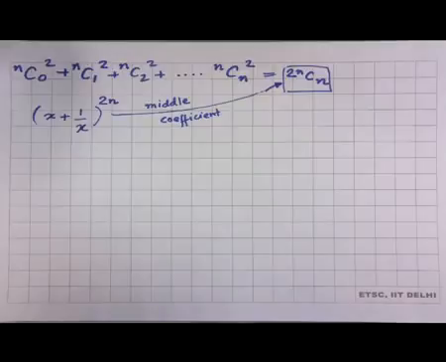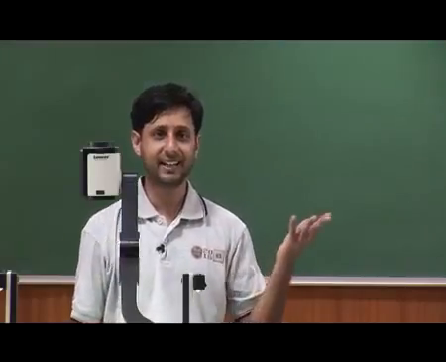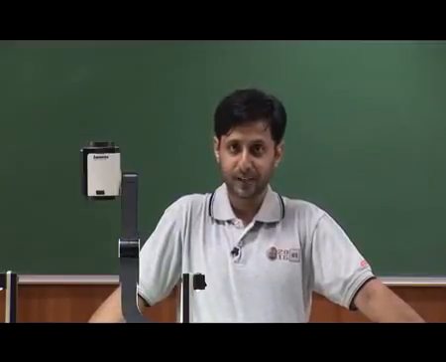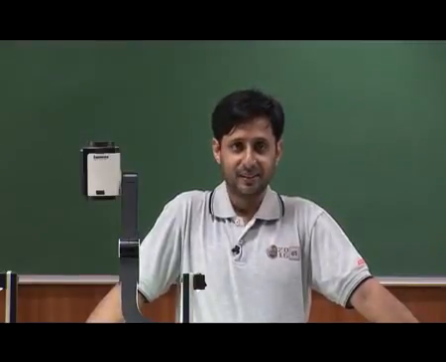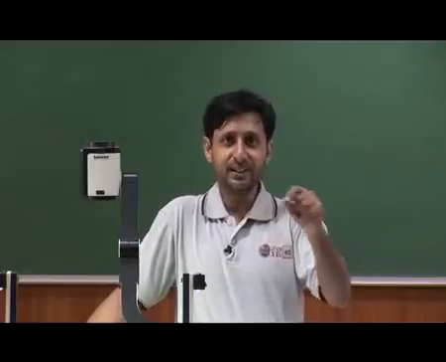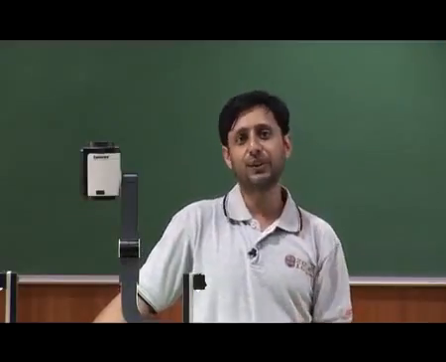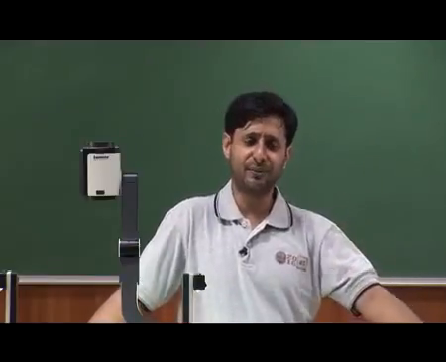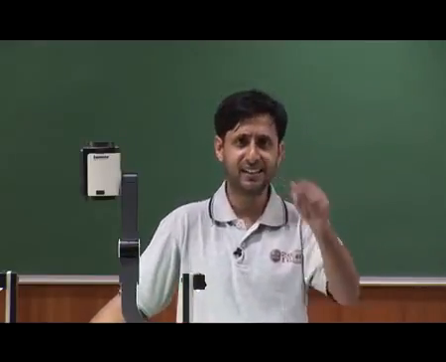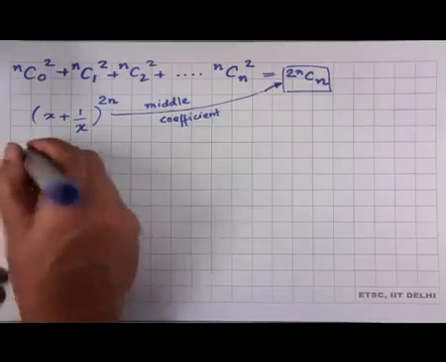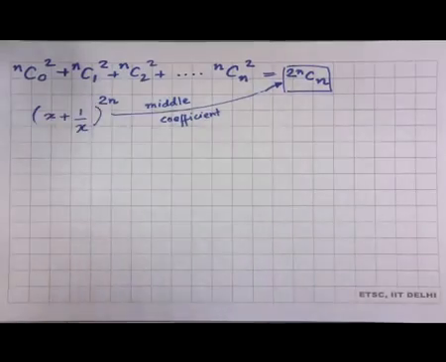Okay. We are going to look at something like x plus 1 by x whole power 2n, and further we are going to find out the coefficient of the term which is independent of x, which does not have an x in that particular expansion. So, let us try it out first. So, x plus 1 by x whole power 2n.